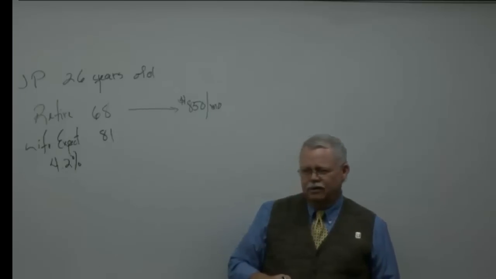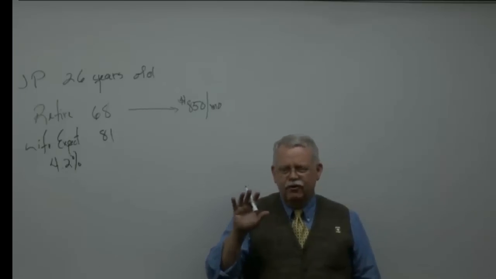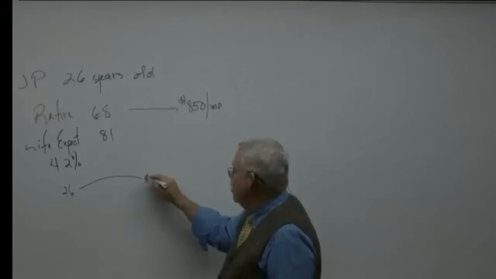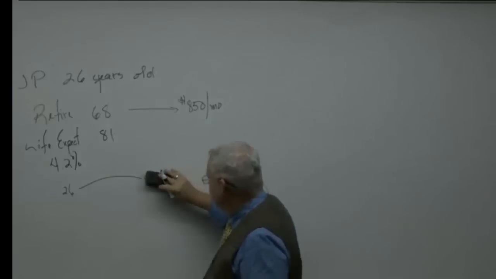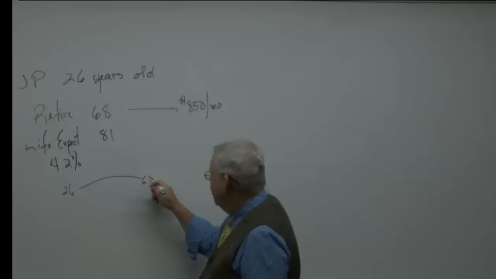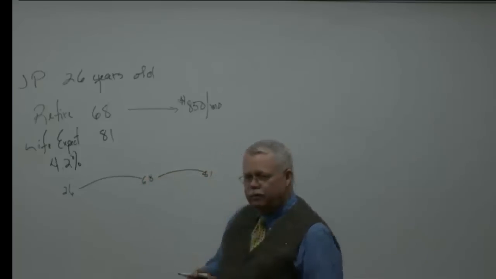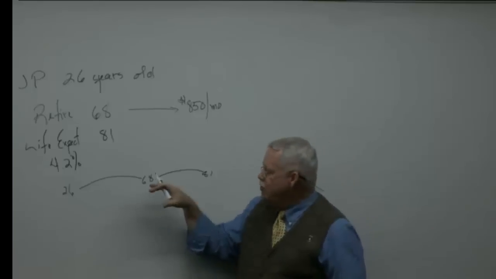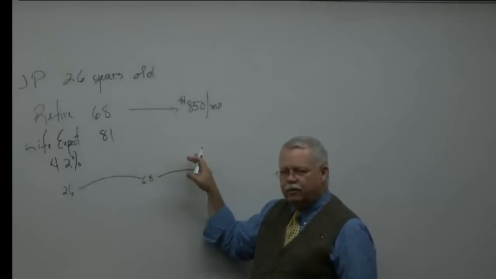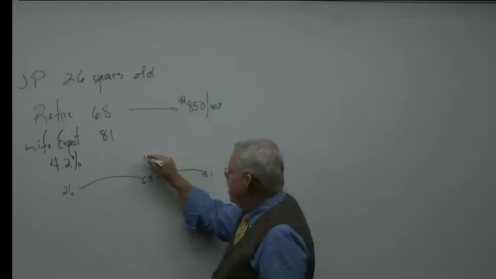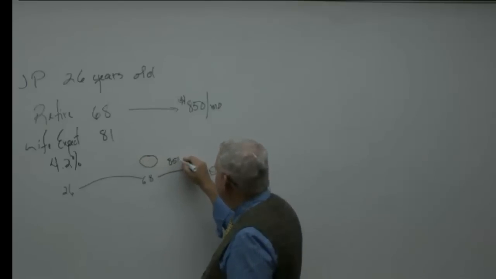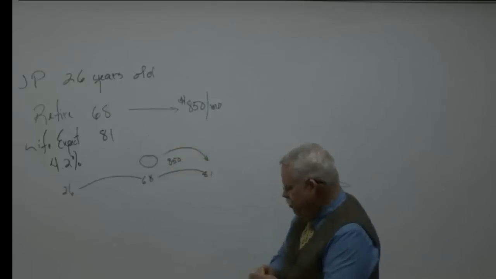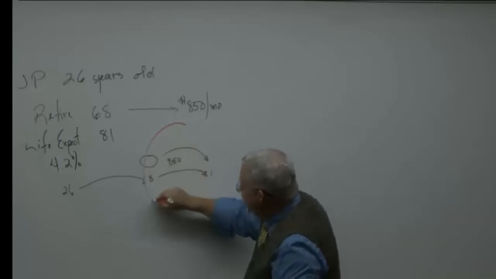So we're looking for the future payment. Be careful here. Listen to me a minute. He's got age 26 to age 68 when he retires, and then he's got to go to age 81. What he needs to know first is how much money he needs in the bank on the day he retires. How much money do I need here to make $850 a month all the way to here? So this, let's use a red color, is the first calculation.